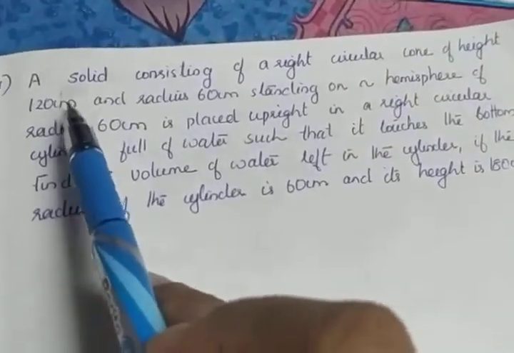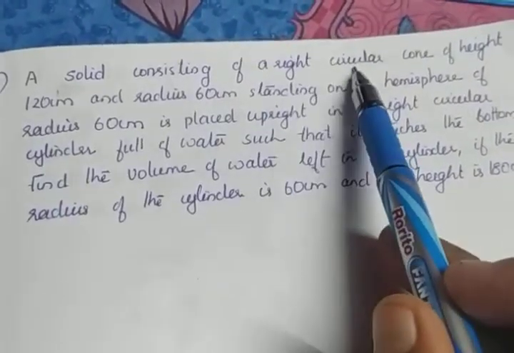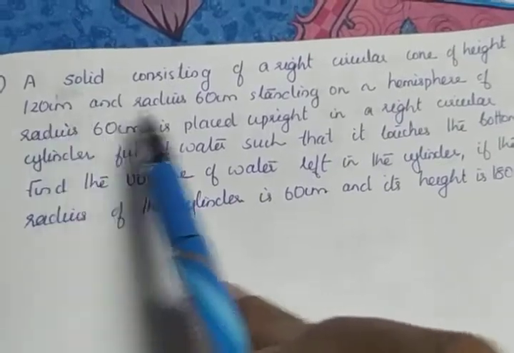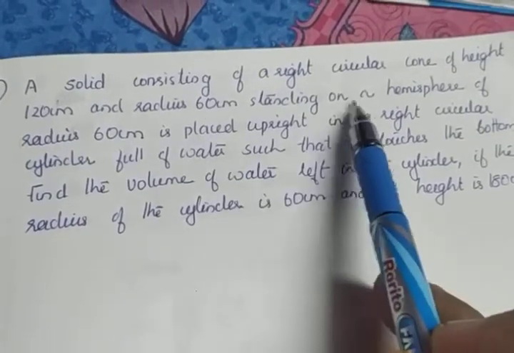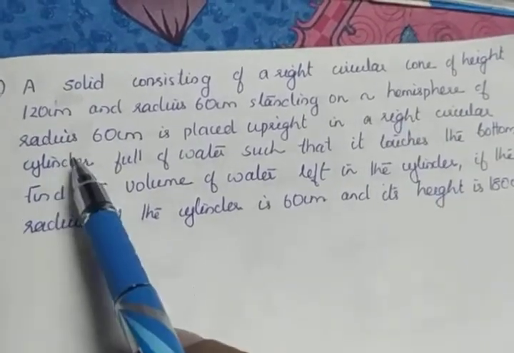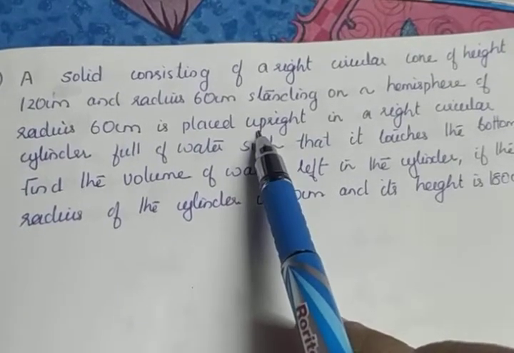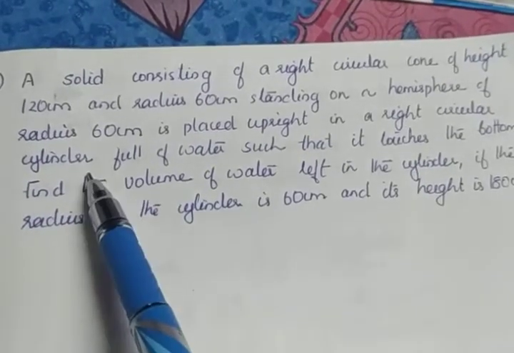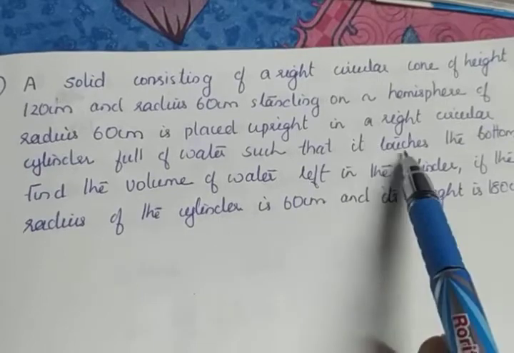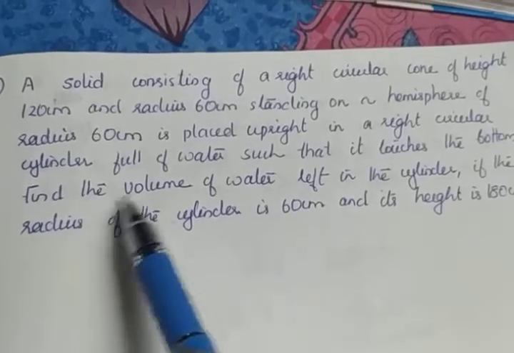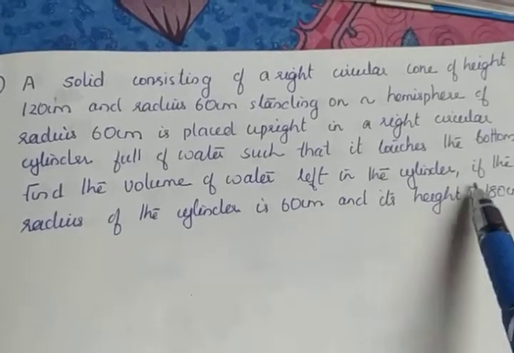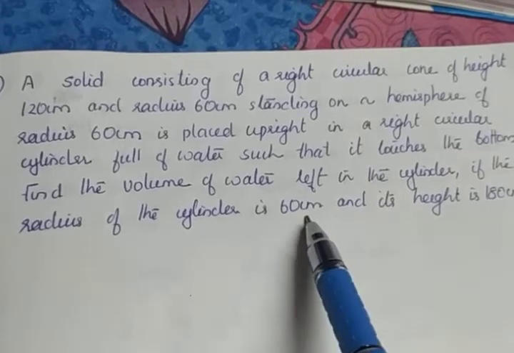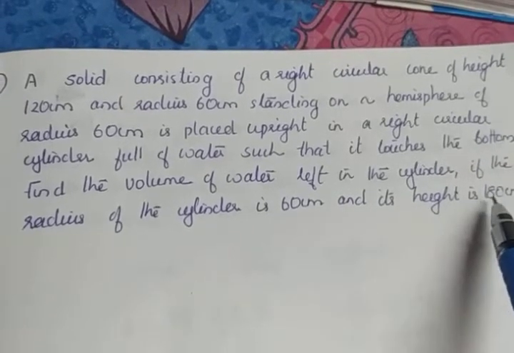Next question. A solid consisting of a right circular cone of height 120 cm and radius 60 cm standing on a hemisphere of radius 60 cm is placed upright in a right circular cylinder full of water such that it touches the bottom. Find the volume of water left in the cylinder if the radius of the cylinder is 60 cm and its height is 180 cm.